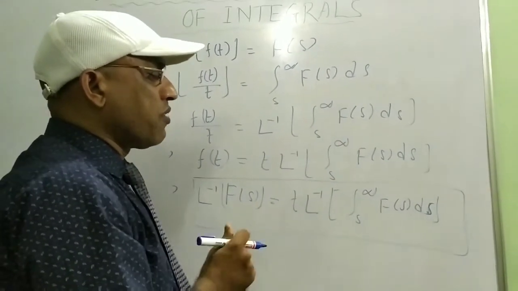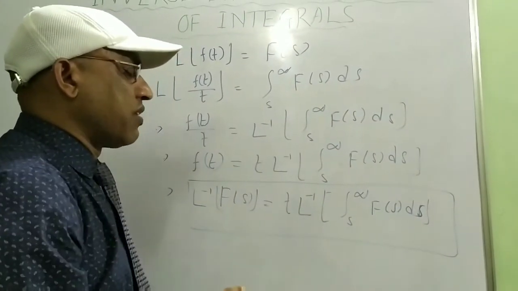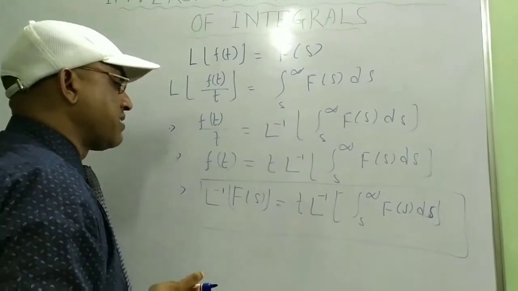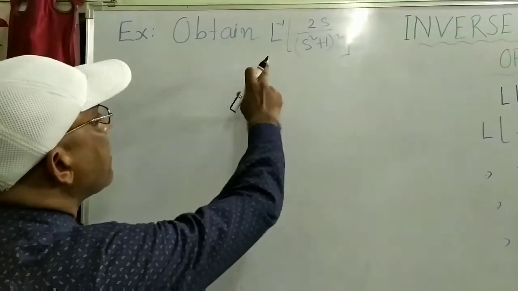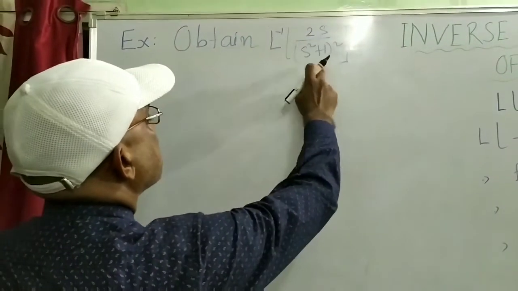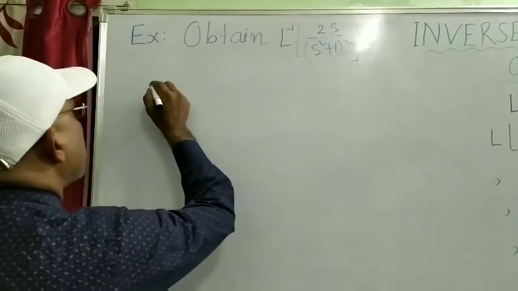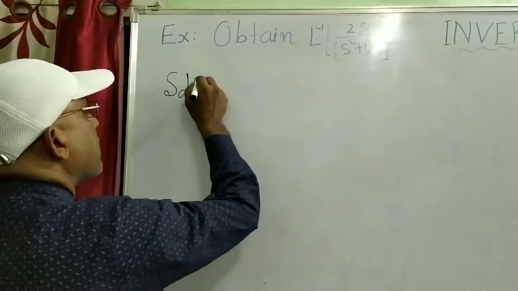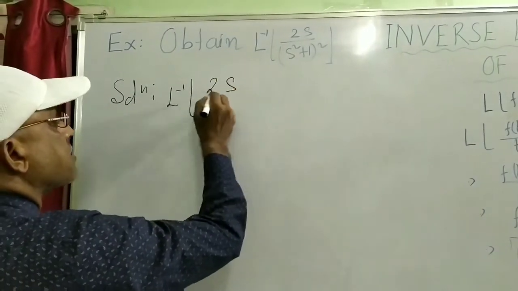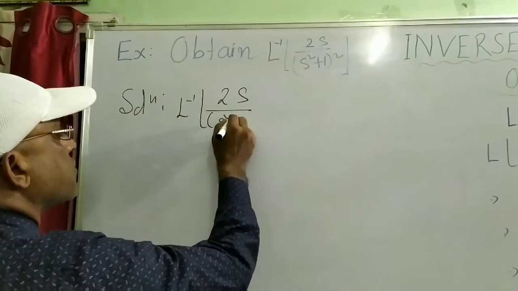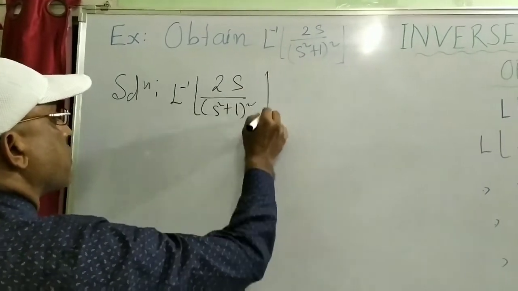Now we want to solve one problem by using this formula. Let us consider one example. So this is our formula. Now we want to solve this problem: obtain L inverse of 2s by (s square plus 1) whole square.